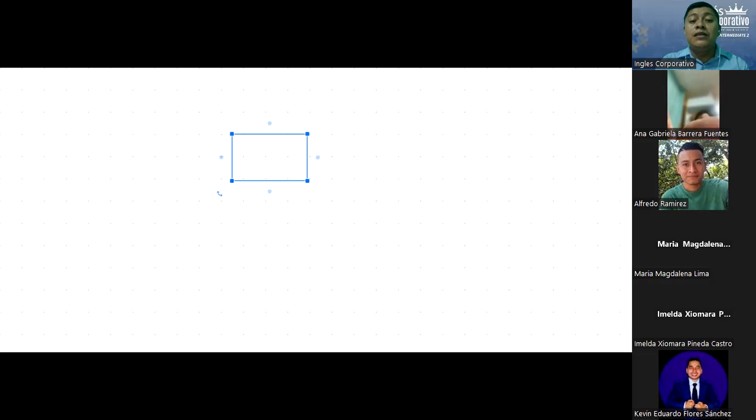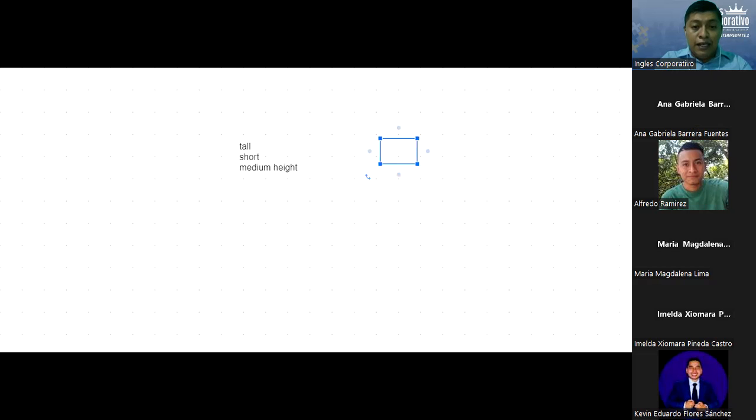And then build. For build, we use the following adjectives. We learned this yesterday. For build, we have thin, which is delgado. Then we have slim, which is esbelto. Then we have chubby, right? Chubby, which is rellenito, un poquito gordo, that is chubby.